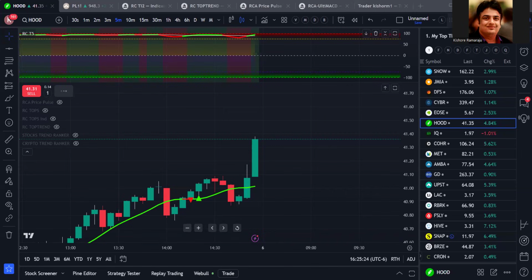RC top, as I said, I'll be doing a live demo tomorrow and then give access. Yeah, you can use that RC top strategy for both stocks, futures, everything.